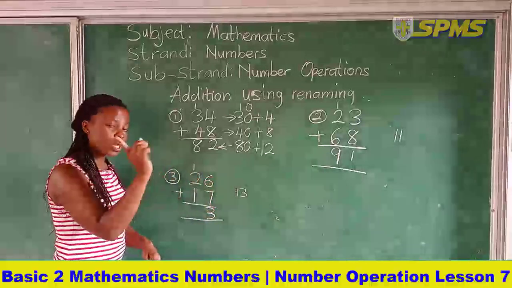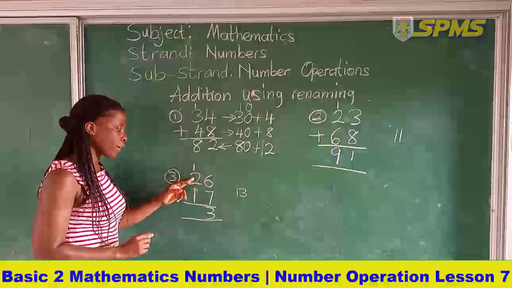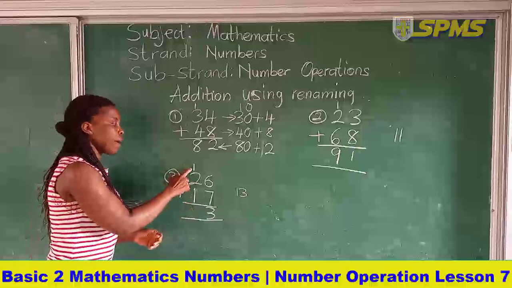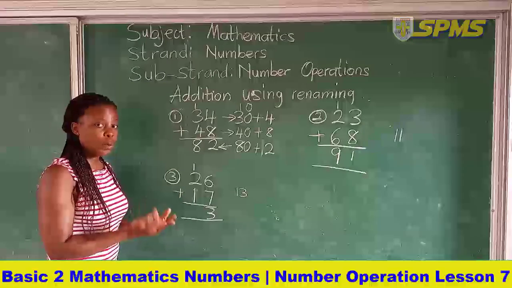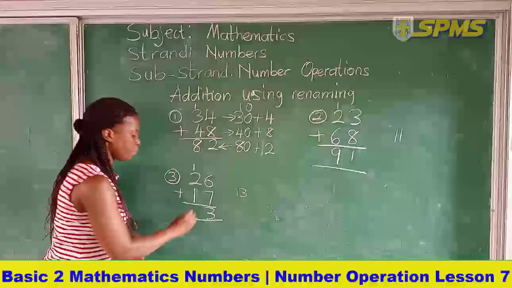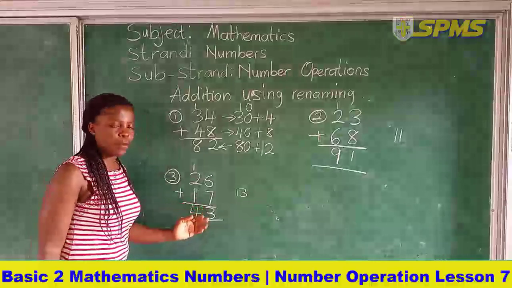So you write it so that you won't forget. So now you add your 1 to the 2. Whatever you get, you add it to this. Then you get your answer. So 1 plus 2 is what? 3. 3 plus 1. What will you get? 4. So your answer is 43.